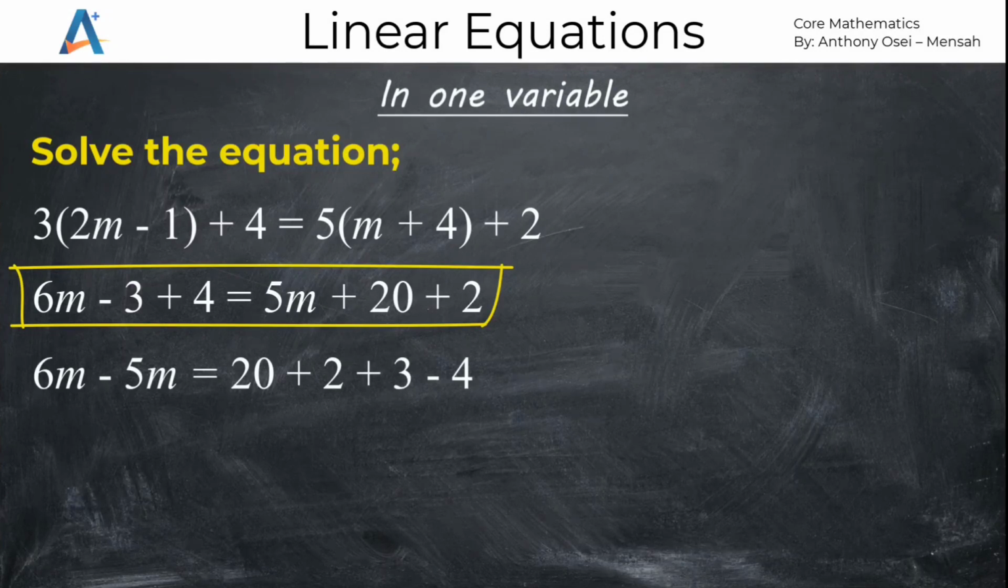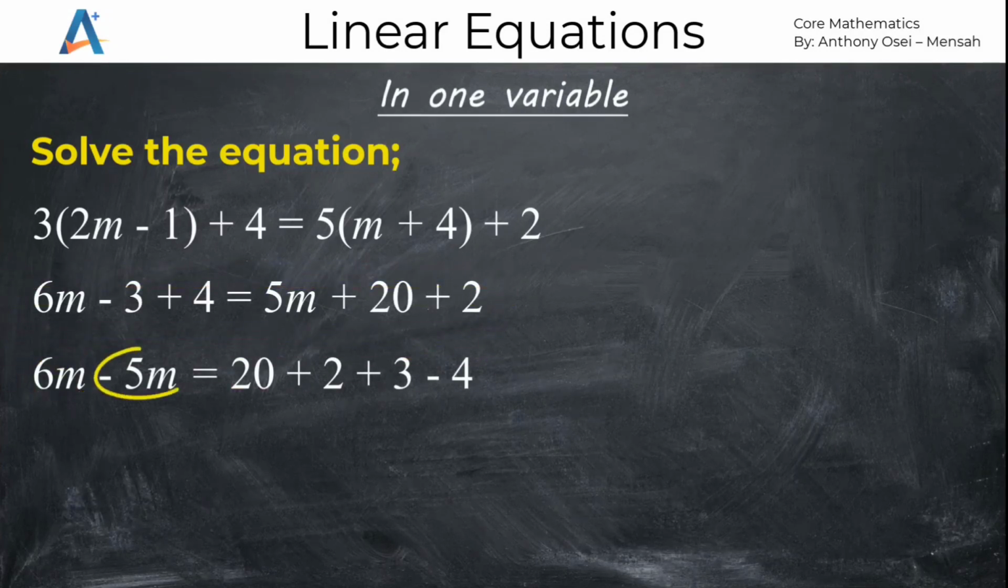Now let's simplify. 6m minus 5m will give me m, which is equal to now 20 plus 2 will give us 22.